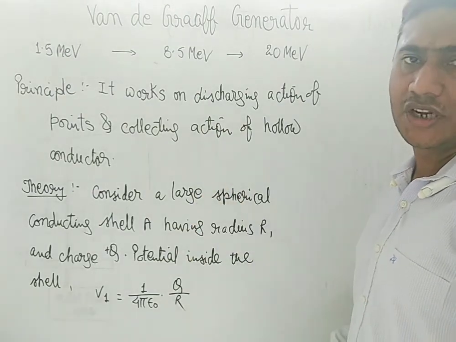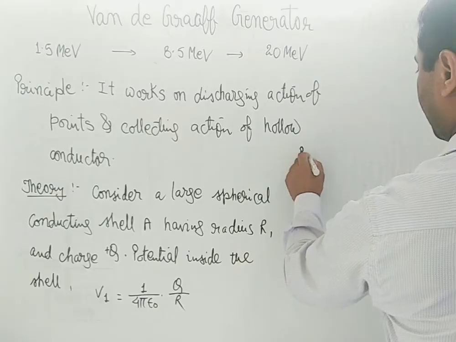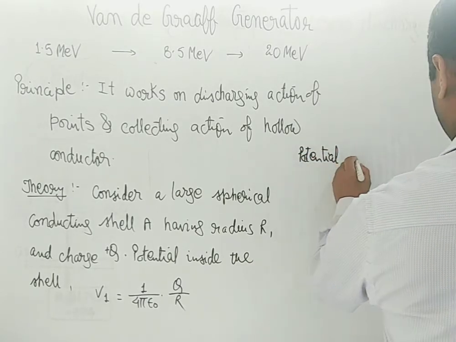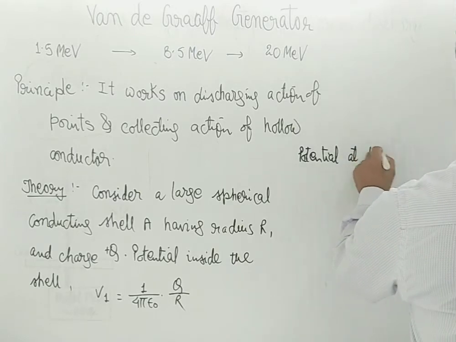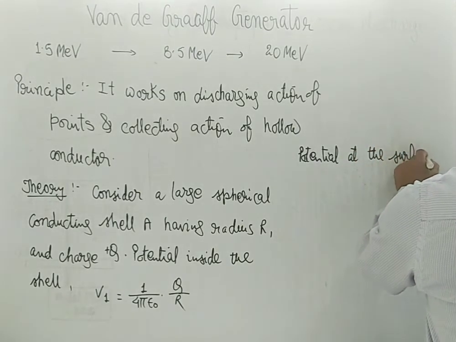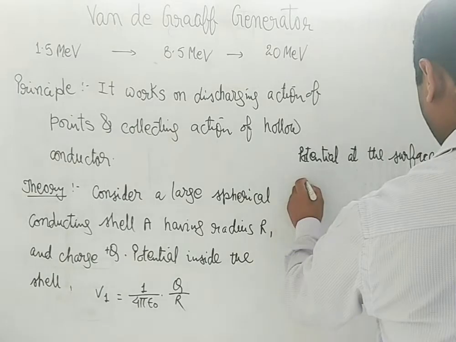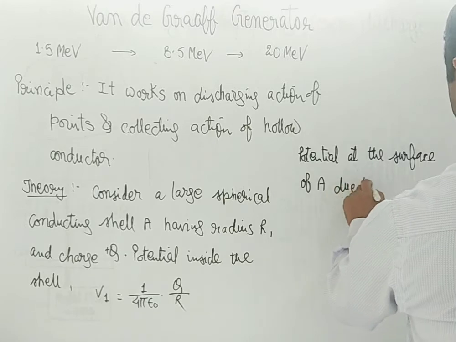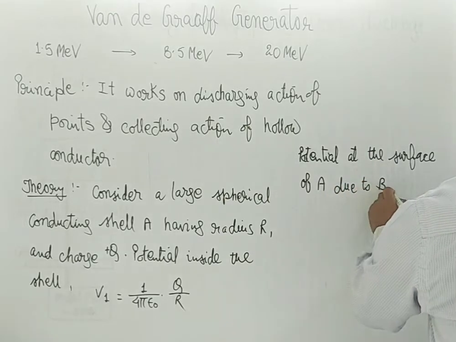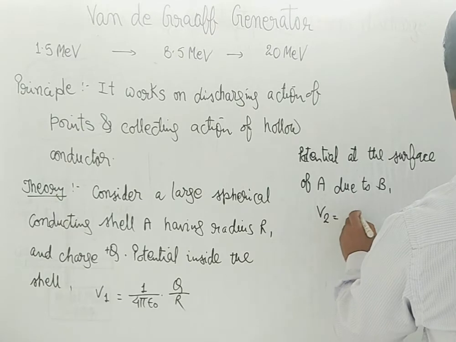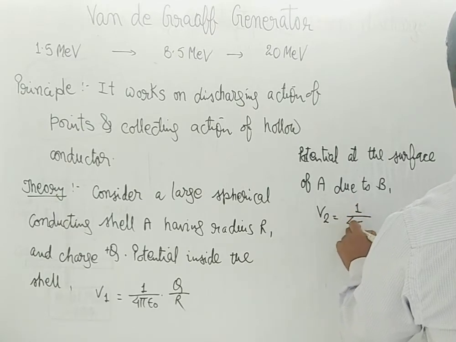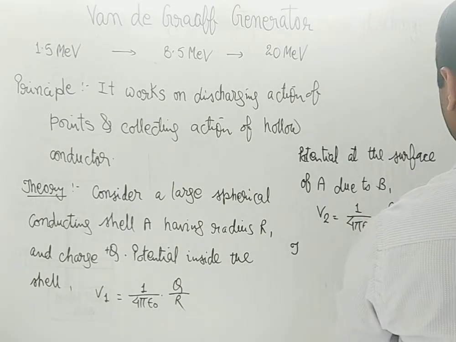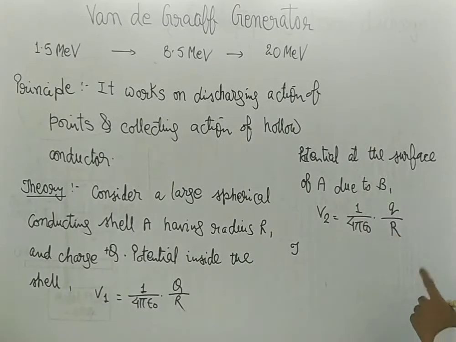of this spherical shell. So the potential at the surface of A due to B, let me call this V2, which is equal to 1 upon 4 pi epsilon naught times the charge q upon the radius R of the conducting shell.